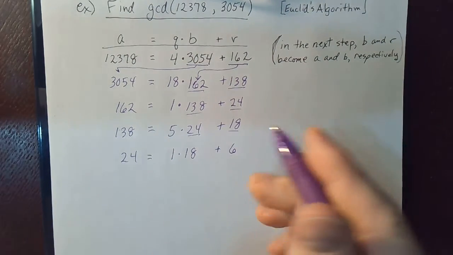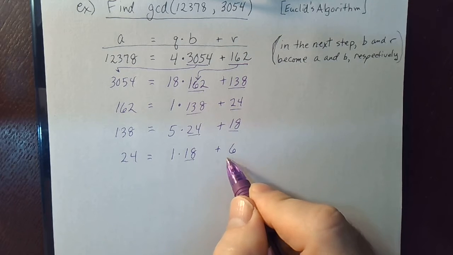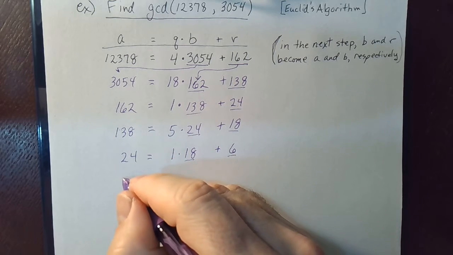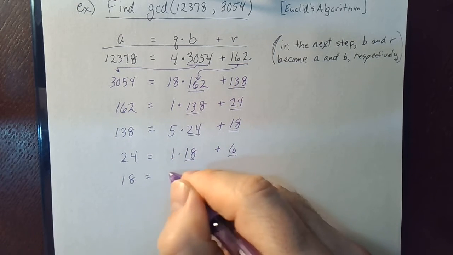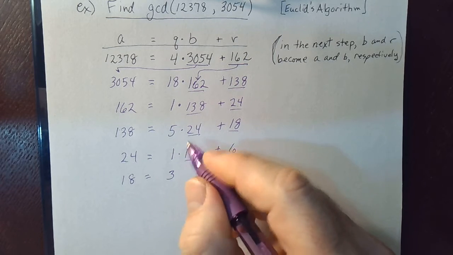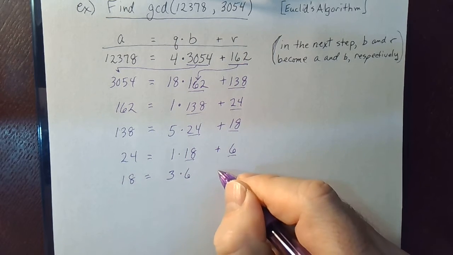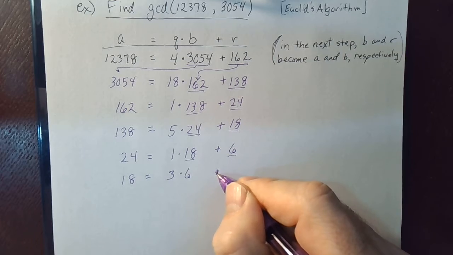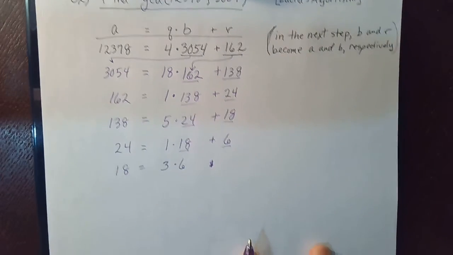So one more step actually. Here's our new A and B. We're going to get 18 equals 3 times 6 plus 0. I'll just leave it blank. Plus 0.